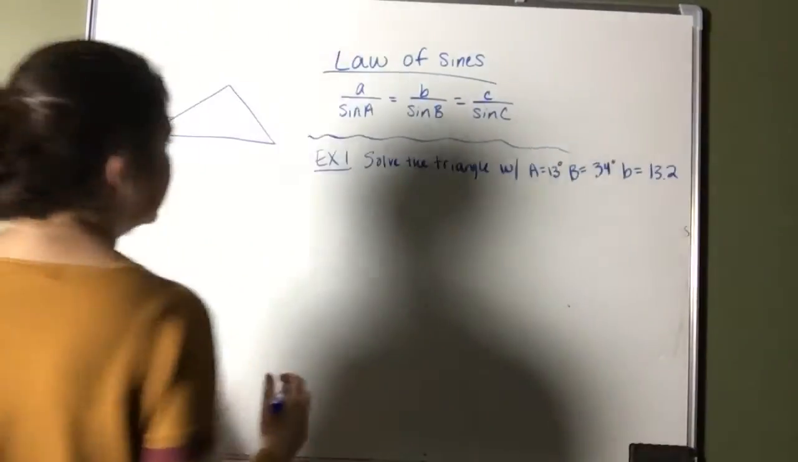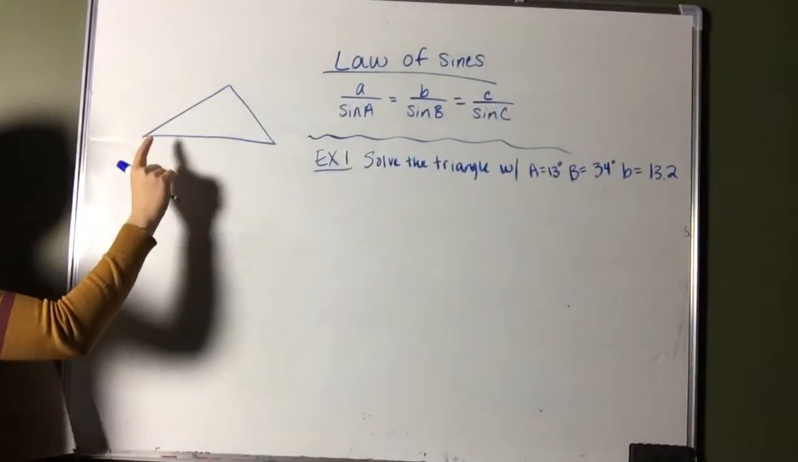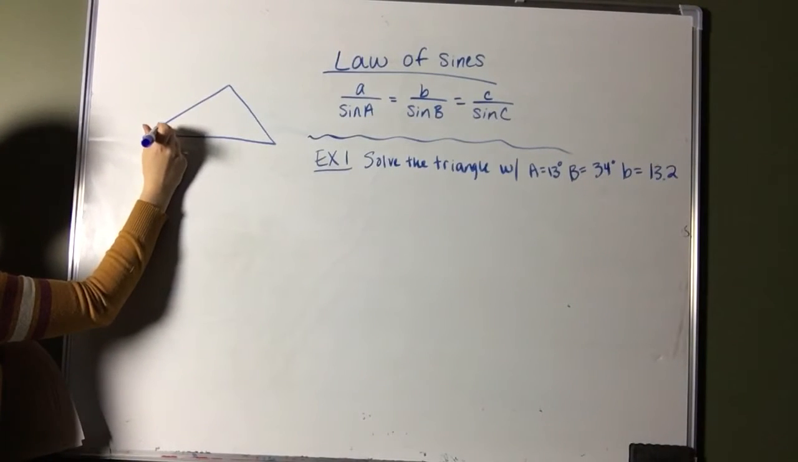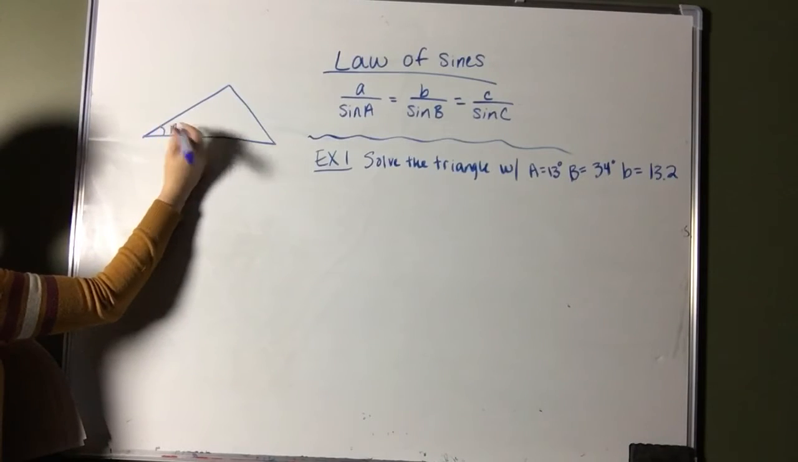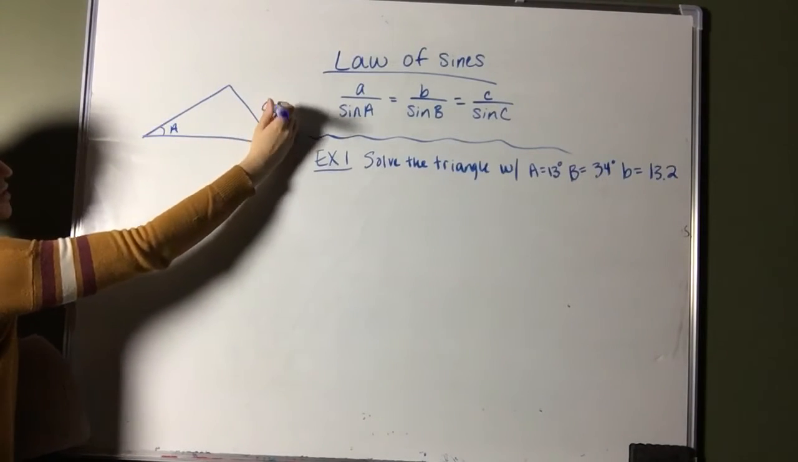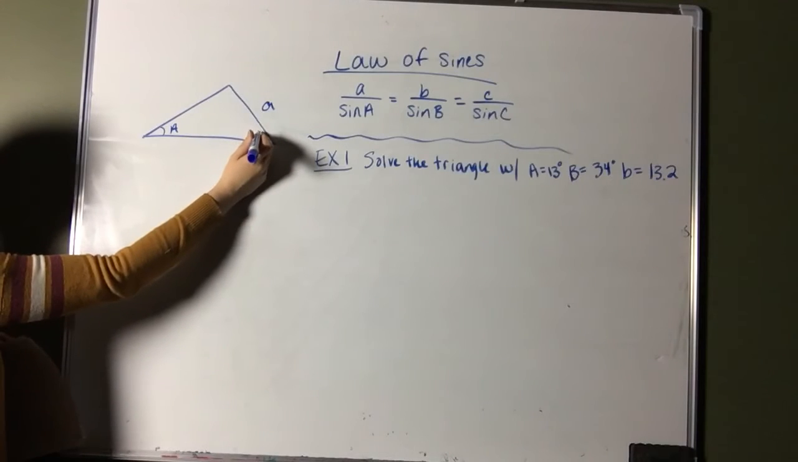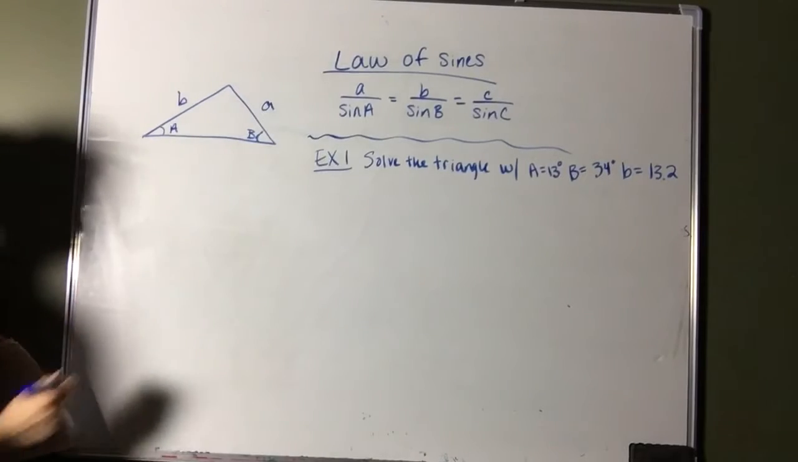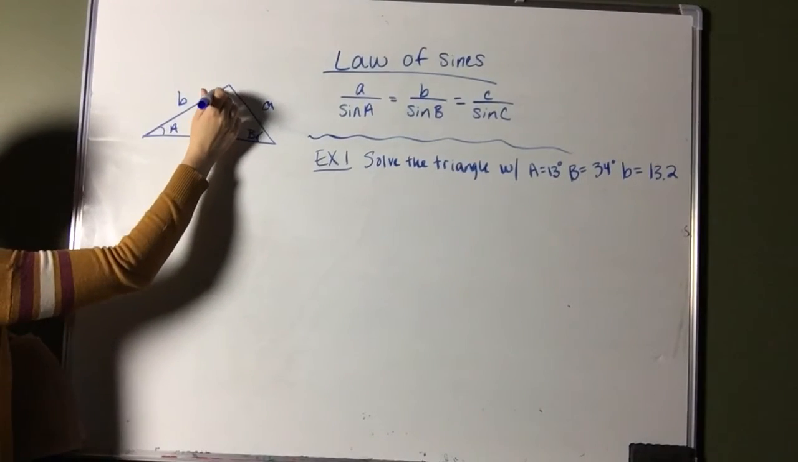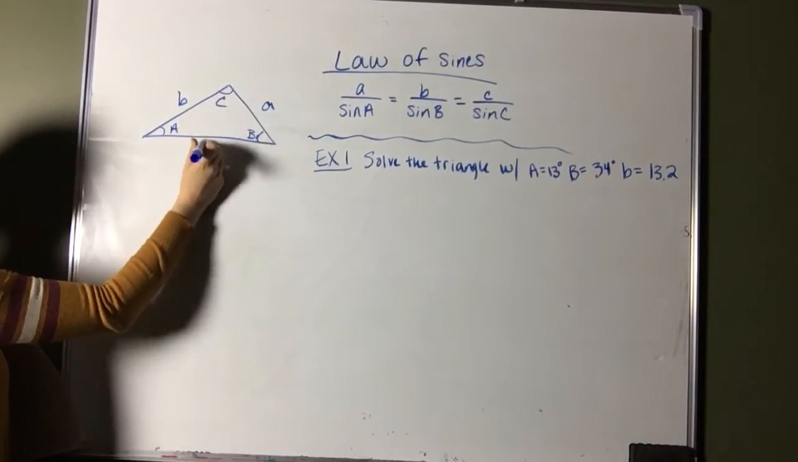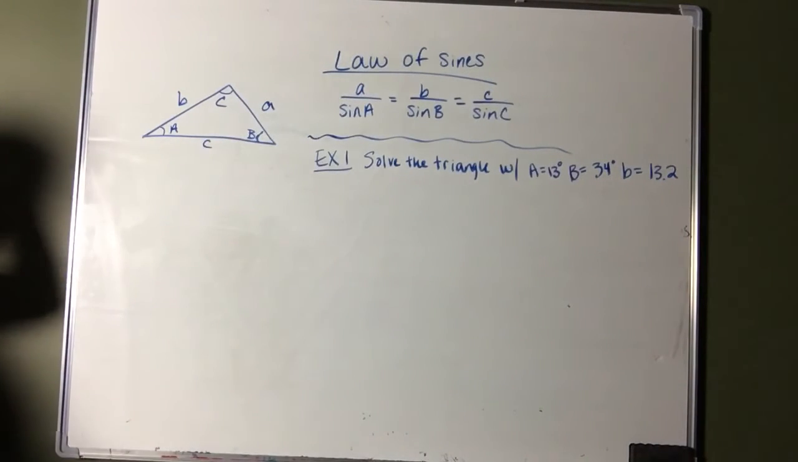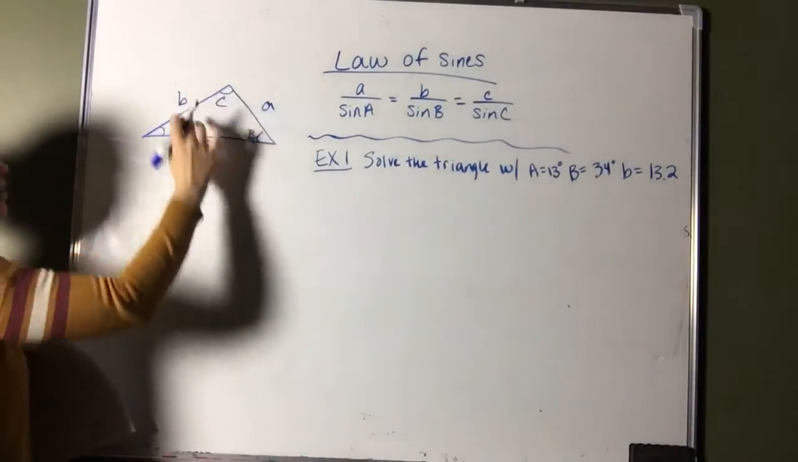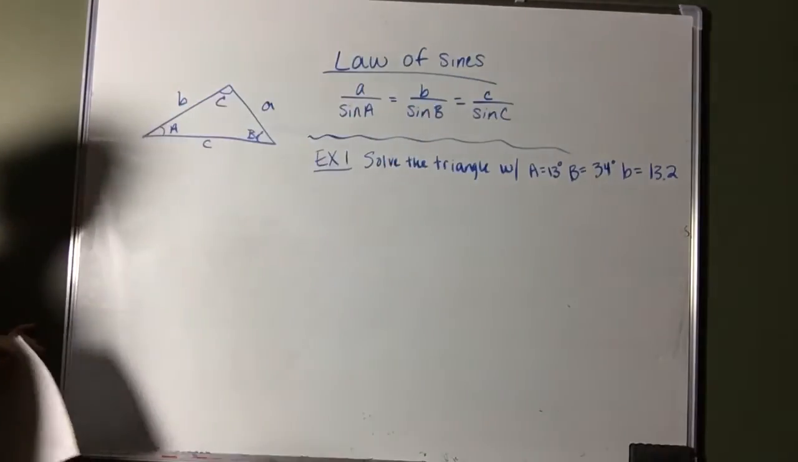Now, one thing you want to make sure you know is that if this is angle A right here, side A is always across from it. If this is angle B, side B is always across from it. And if this is angle C, side C is always across from that. That's really important so that you know how to set up this formula.